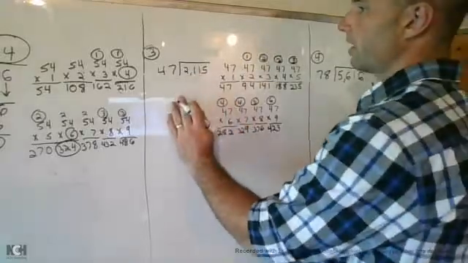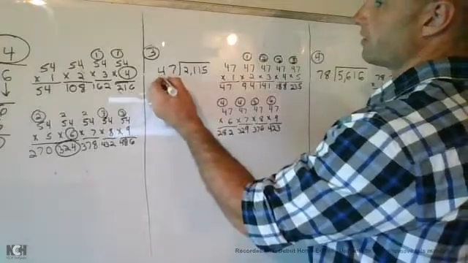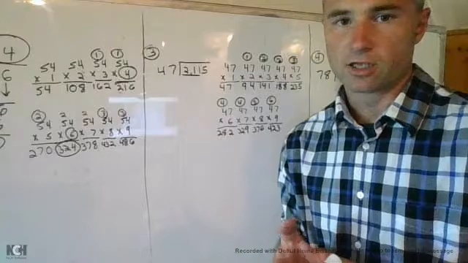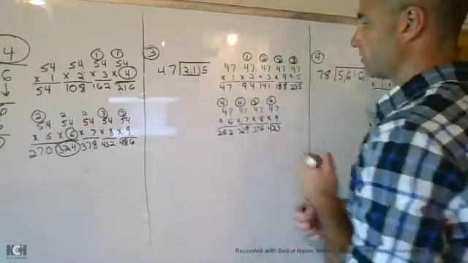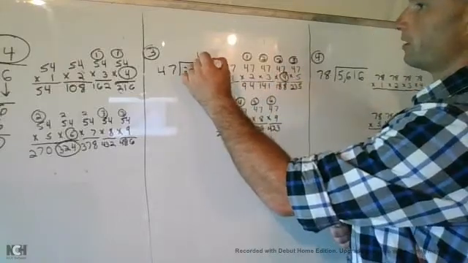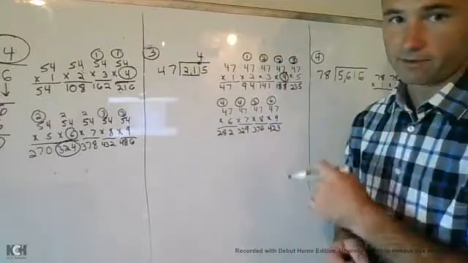So now let's go ahead and let's check it together. 47, how many times does that go into 211? Well, hopefully you realize it's going into 211, not 2, not 21, but 211. The closest I can get is 4 times. So I'm going to put that 4 there above the 211, the 1 from the 211.